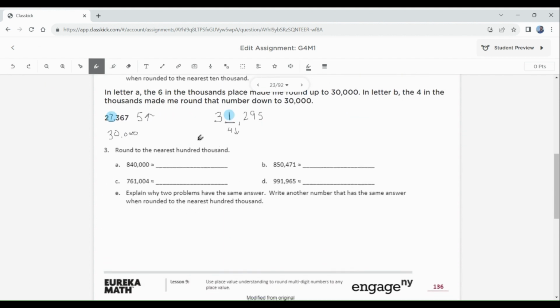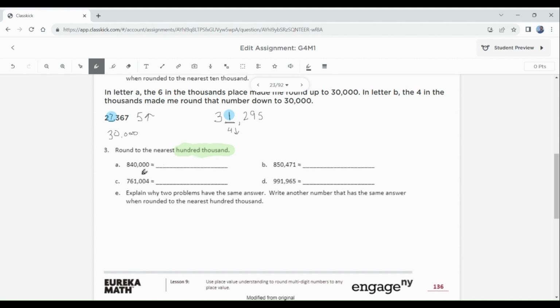Let's take a look at 3 A, B, C, and D here. And this time we are rounding to the nearest 100,000. So again, the process is the exact same. The only thing that's changing is where we are looking, right?